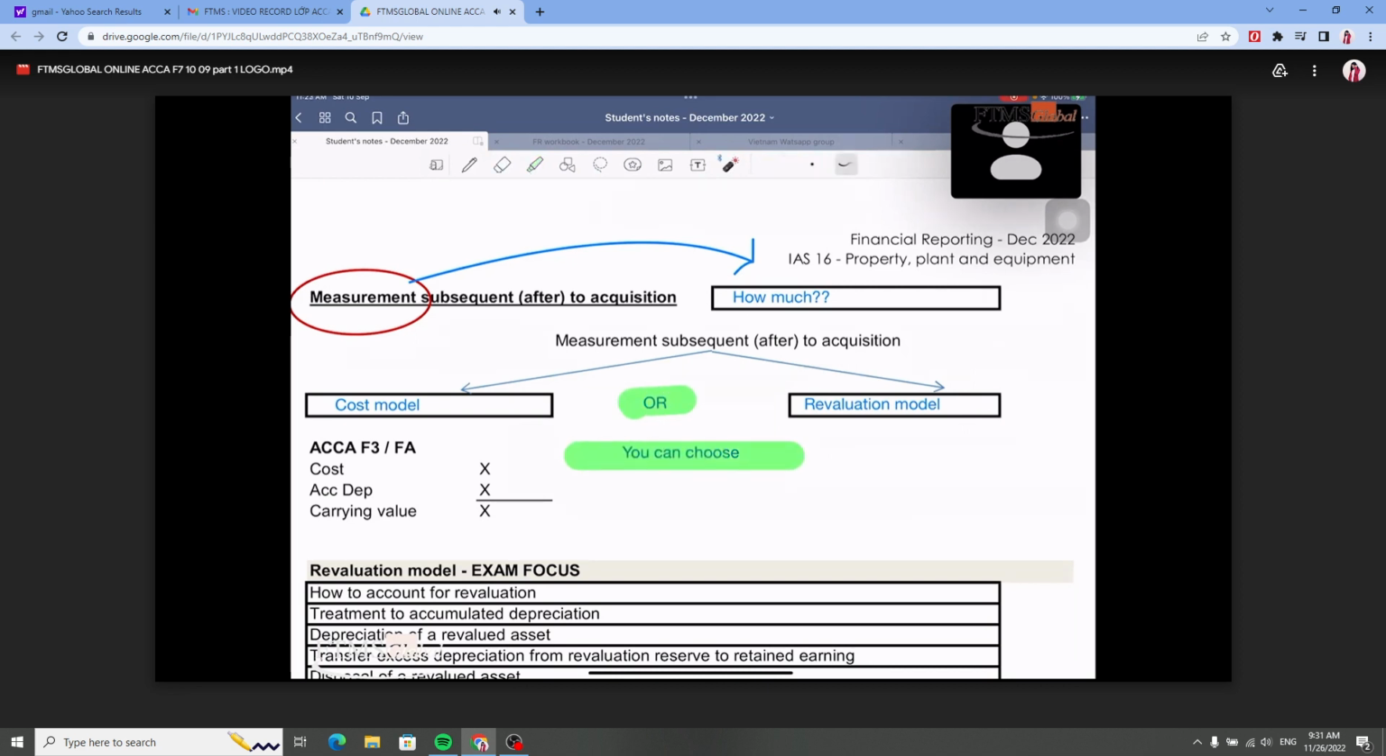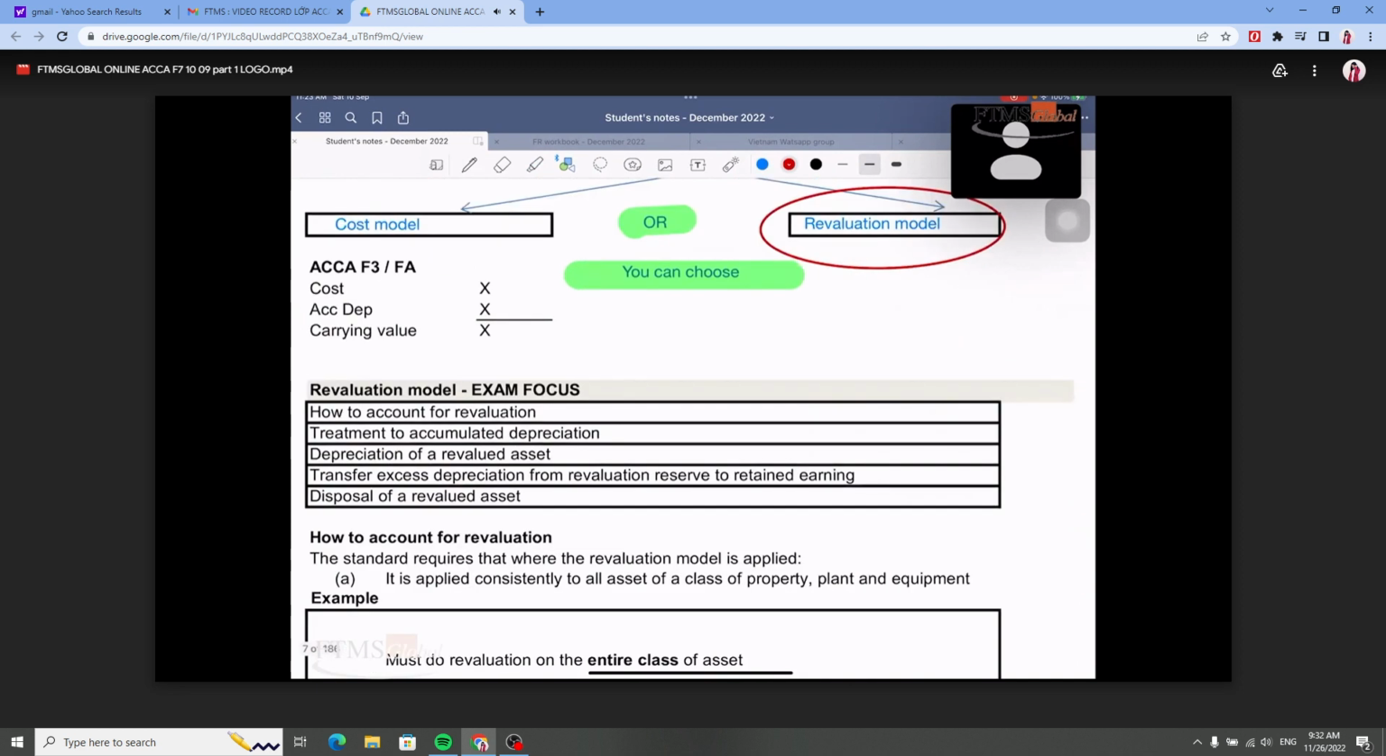Right, so of course the focus is not on your cost model. Cost model, nothing much. Your cost minus accumulated depreciation, nothing to explain. The focus is on your revaluation model. So these are the things that you need to know for your revaluation model: how to account for revaluation, treatment of the accumulated depreciation, depreciation of an asset that's revalued before, transfer of excess depreciation from your RR to your RE, and depreciation of a revalued asset. These are the key things about your revaluation model.